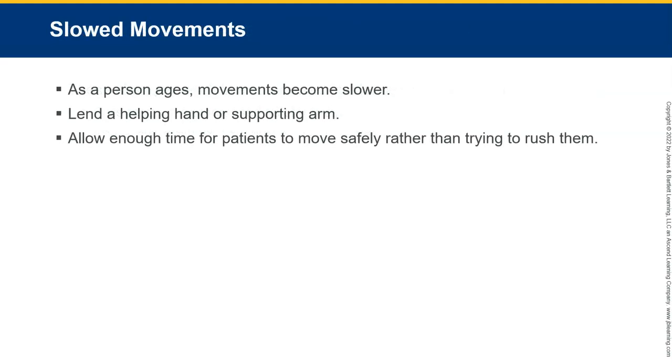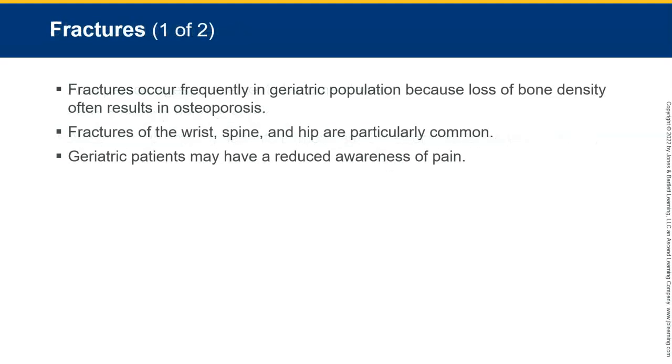Slowed movements: as a person ages, those movements become slower. Just help out where you can. Make sure we're not rushing people. Offer a helping hand to help someone get from A to B or whatever. Fractures: we talked about osteoporosis. Fractures of the wrist, spine, and hip are particularly common.